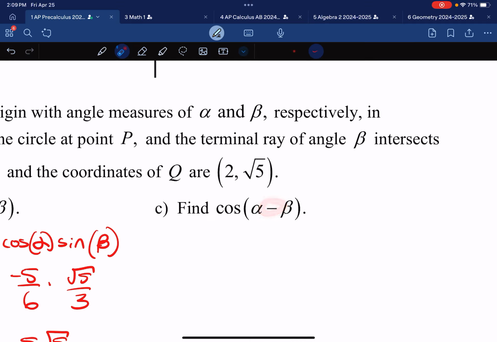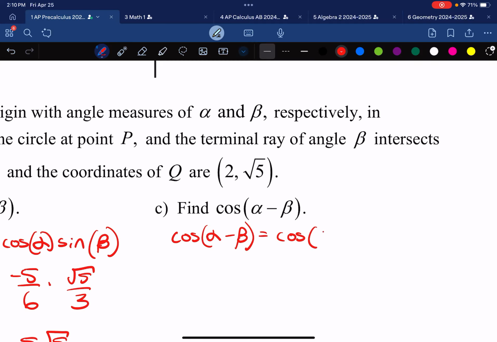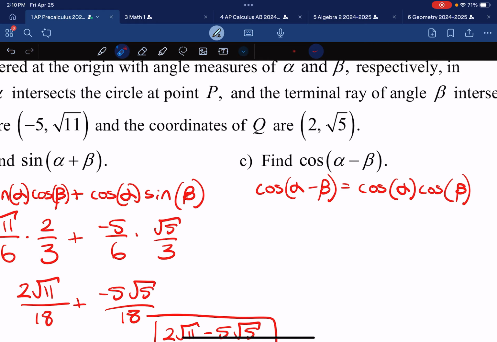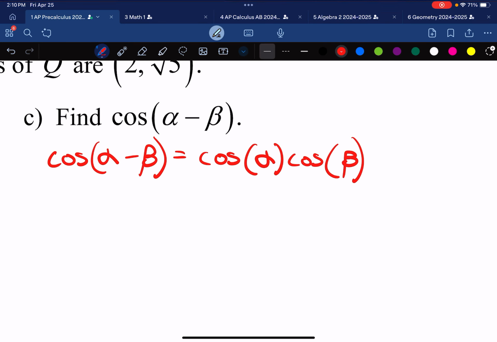Ooh, angle subtraction. I happen to have this one memorized as well. If I do cosine of alpha minus beta, I believe it starts with cosine first. Yeah, it's going to be the double cosine. So it's cosine of alpha, cosine of beta, and then C stands for change, so change the subtraction into addition. Then you do the other two: sine of alpha, sine of beta, and we ran out of room.